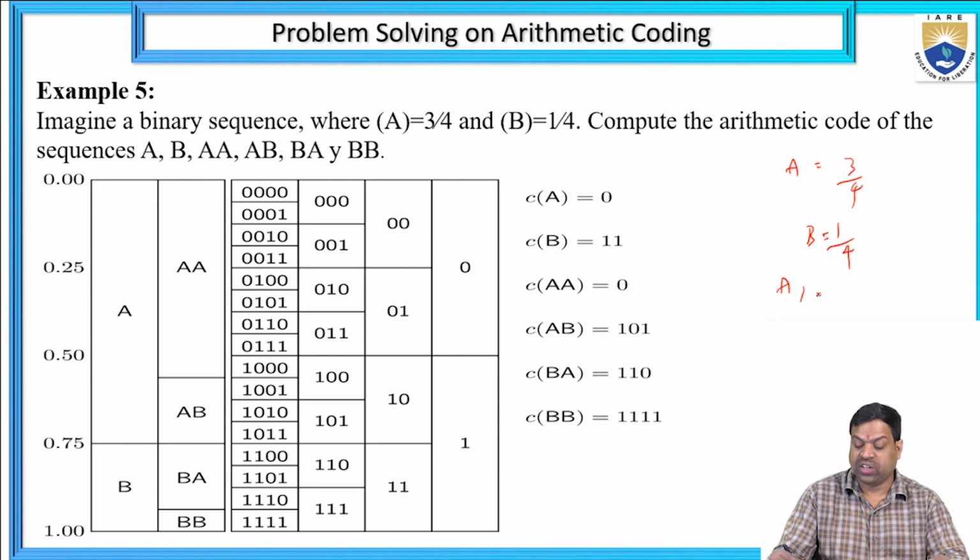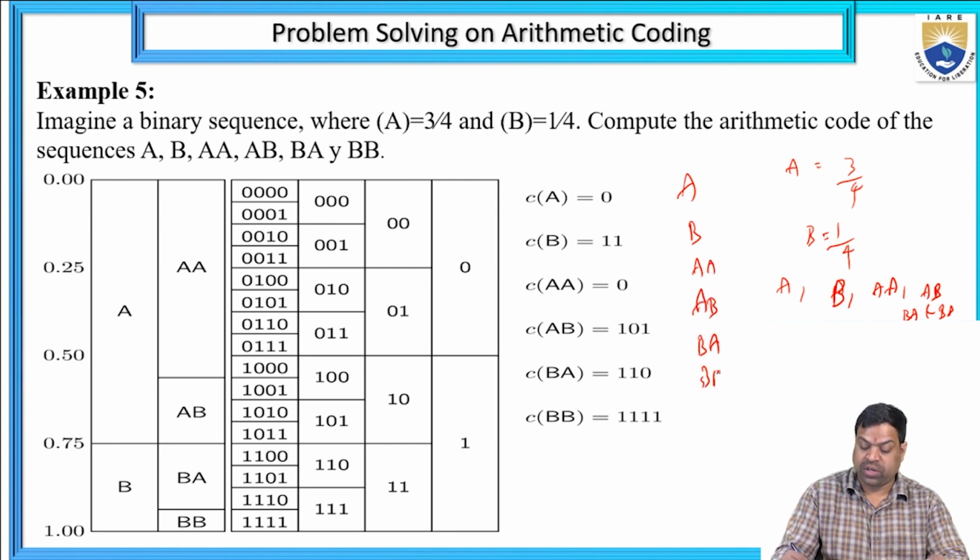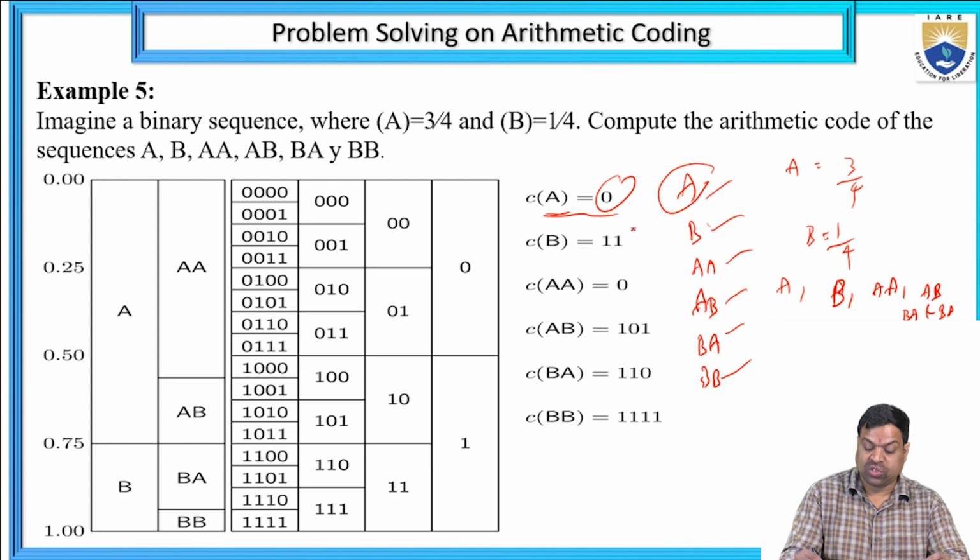What are the sequences? A, B, AA, AB, BA, and BB. How many are there? 1, 2, 3, 4, 5, 6. So 6 are there. First I am taking 0 for A and 1 for B: 0, 1, 0 1, 0 1, 1 1, 0 0 1.